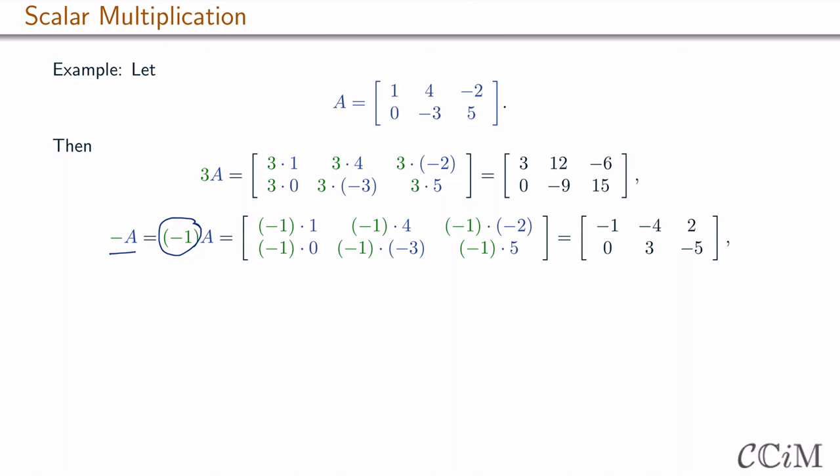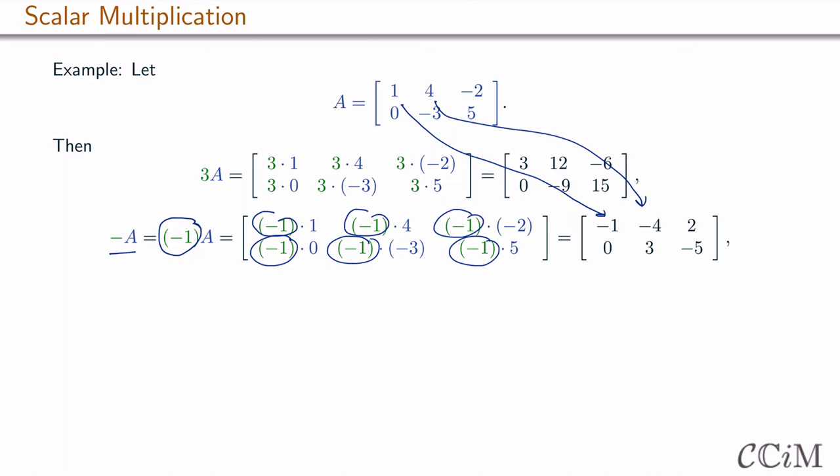of A by -1. So you see all these -1s in front of all the elements of A, and that corresponds to simply putting a negative sign in front of each element of A. So 1 becomes -1, 4 becomes -4, -2 becomes 2, 0 remains 0, -3 becomes 3, and 5 becomes -5.